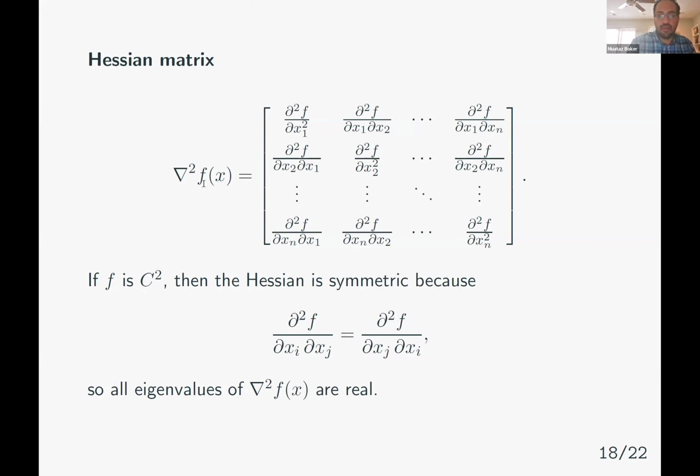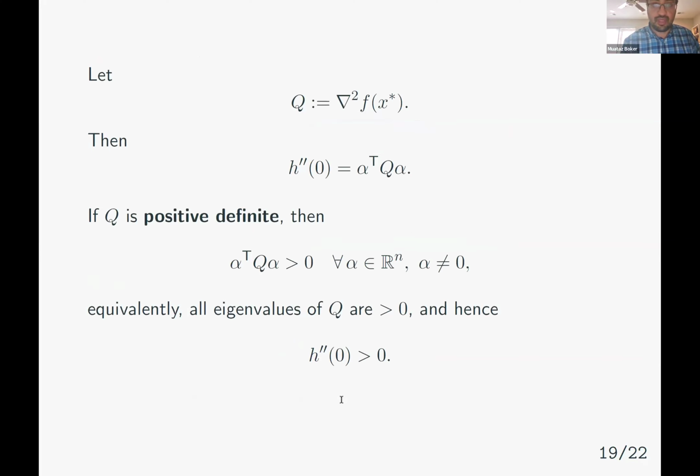An interesting fact about Hessian matrices is that they are symmetric, meaning this term is equal to that term. Because the Hessian matrix is symmetric, all eigenvalues of the Hessian matrix are real. This is a proven fact. If you have a symmetric matrix, then its eigenvalues are real, not complex. But it's a side point.